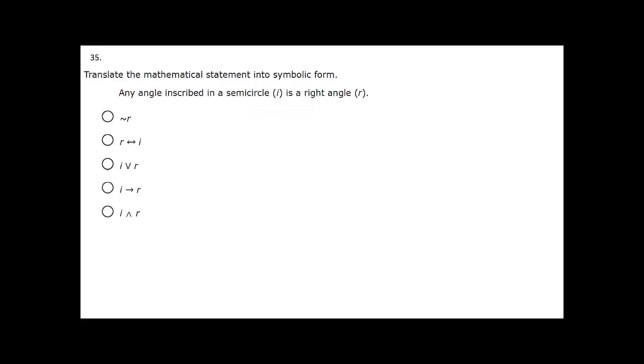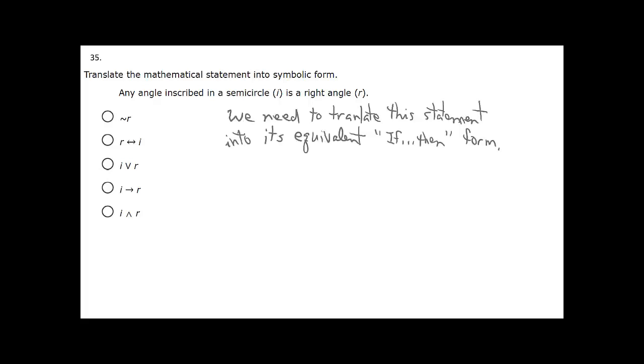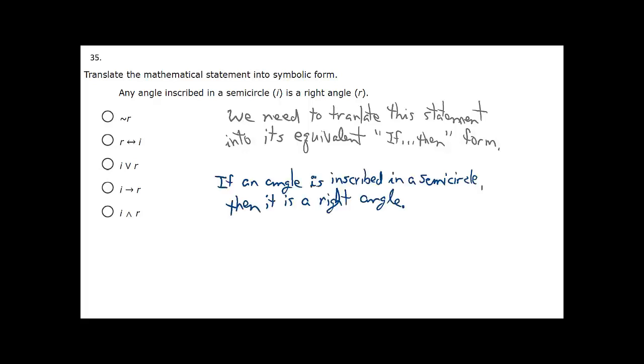35. Translate the mathematical statement into symbolic form. Any angle inscribed in a semicircle is a right angle. We're going to use I for an angle inscribed in a semicircle, and we're going to use R for an angle as a right angle. Remember, when we have problems like this, we want to translate them into an equivalent if-then form. So, how would you do that? It's got to mean the same thing. Any angle inscribed in a semicircle is a right angle is the same as saying if an angle is inscribed in a semicircle, then it's a right angle.